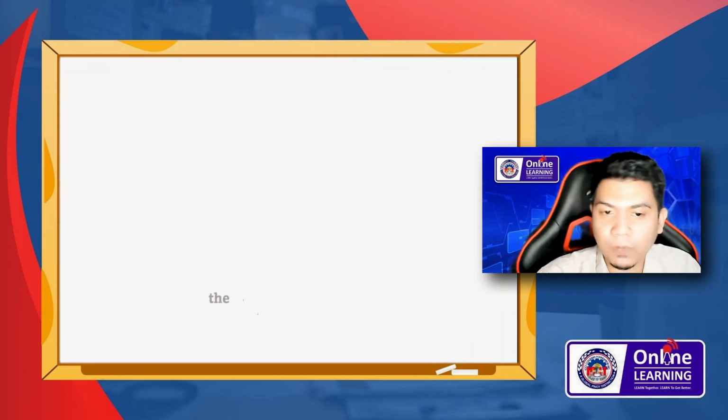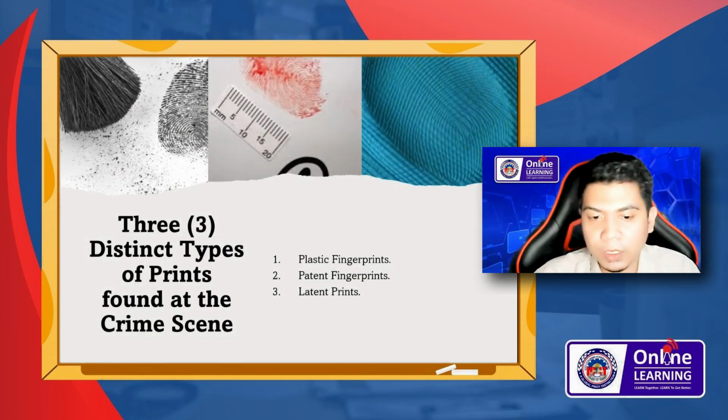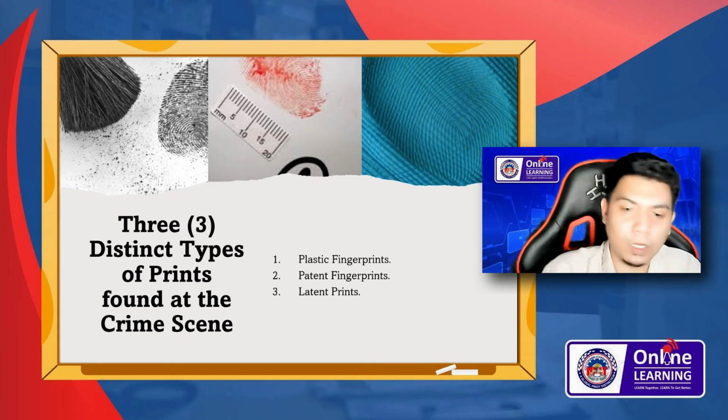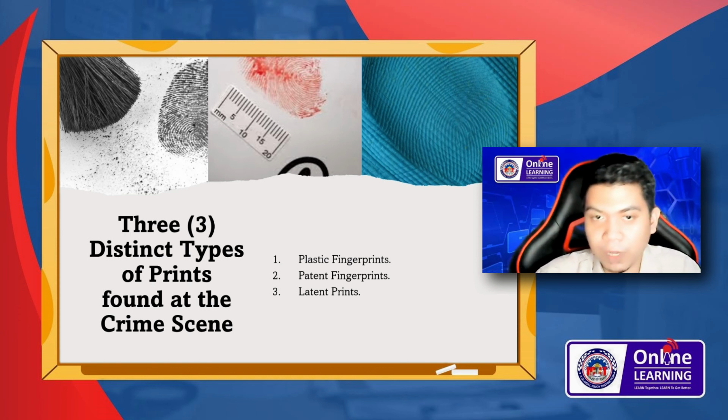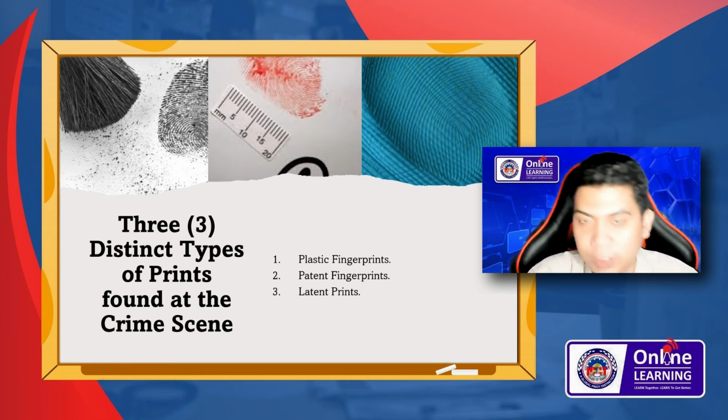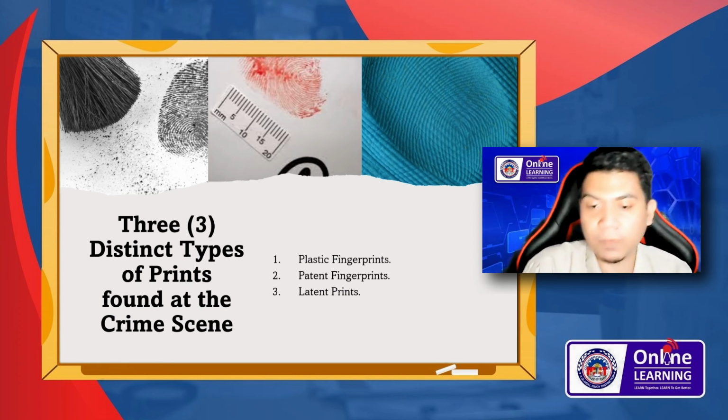Okay, so we have here the last one, the three distinct type patterns or fingerprint pattern found on the crime scene. Okay, so first one we have here the plastic fingerprint. So pag sinabi natin plastic fingerprint, sa mga soft object example natin clay, the soap, once na humawak ka po dyan sa mga ganyang klase malambot na object, may tendency po na mag-mark or maiwan po yung fingerprints natin dyan. So ang tawag po dyan is plastic fingerprint.